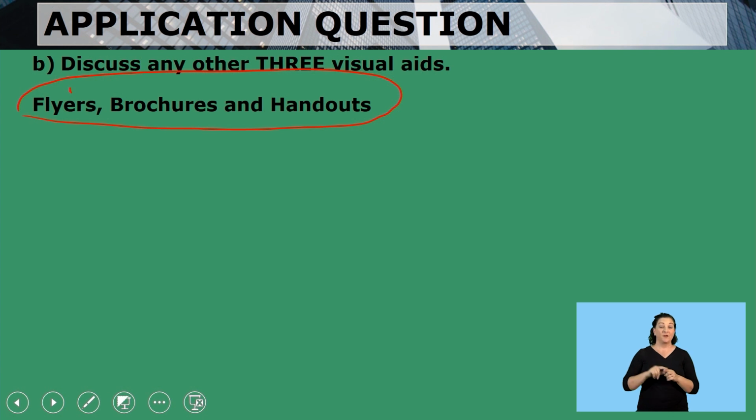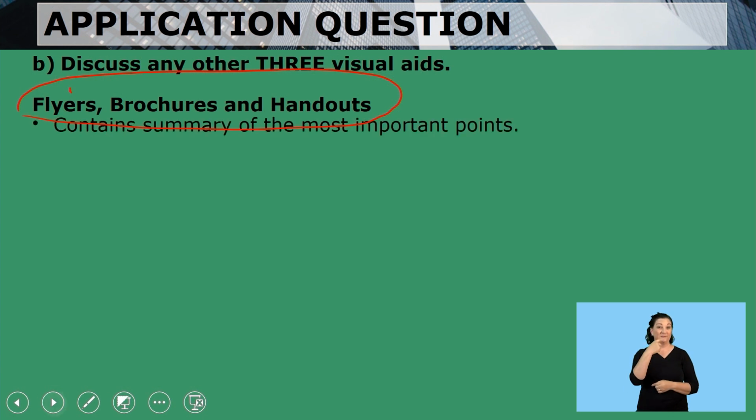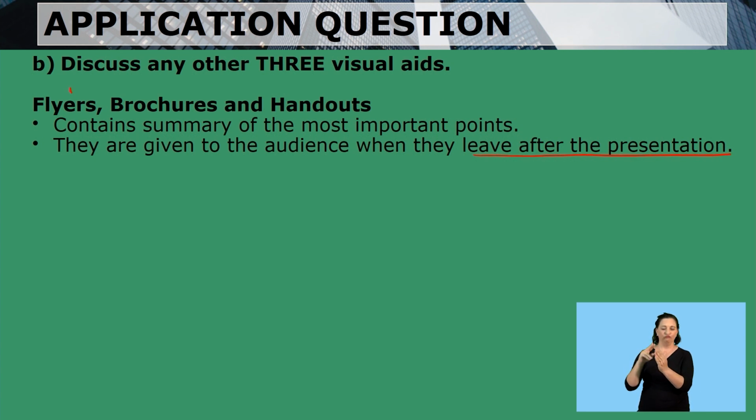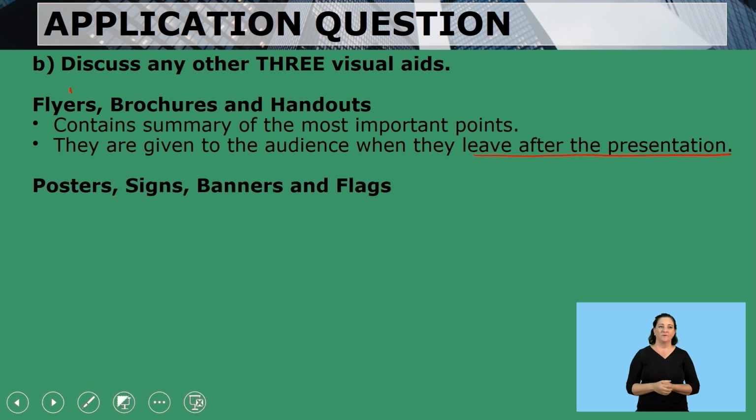And then remember the question said discuss. So this contains a summary of the most important points. It is given to the audience when they leave after the presentation to go through everything. Basically, it gives you more information on what the presenter has presented in that session.